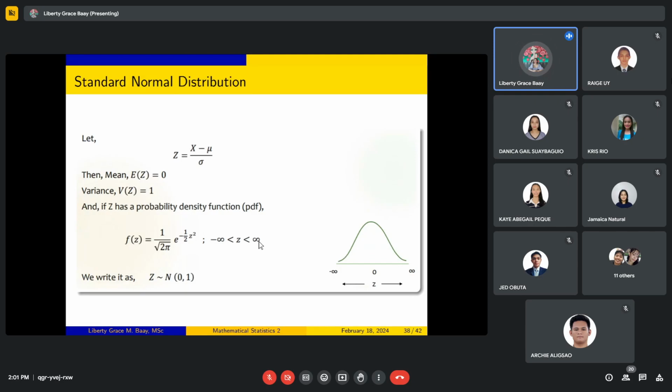So we can write that Z is distributed as a standard normal distribution with mean 0 and variance of 1.